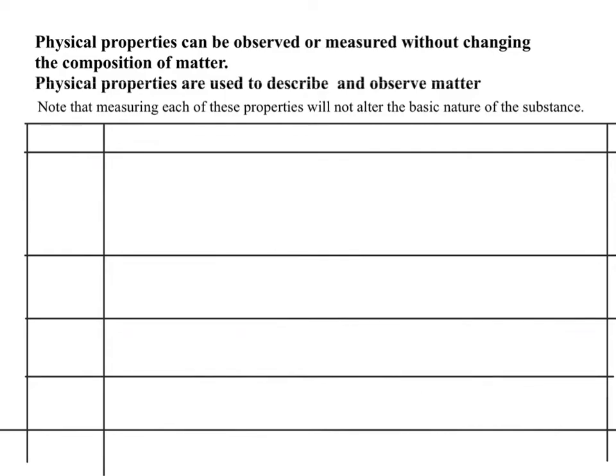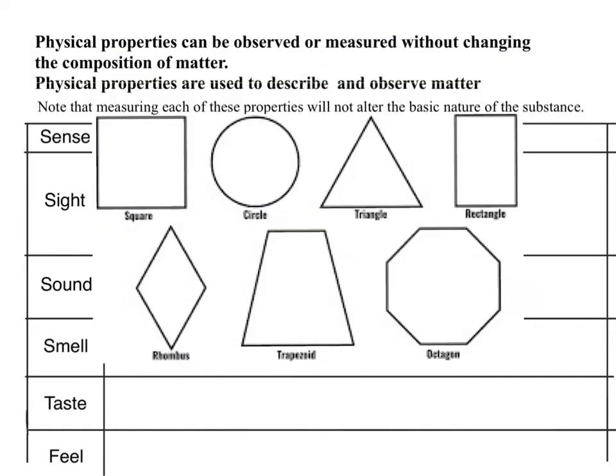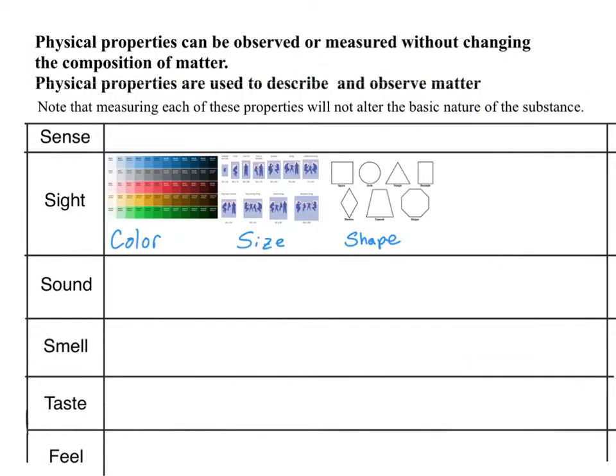The simplest physical properties can be described using our five senses. So we might look at the sight, the sound, the smell, the taste, or the feel. Many of our descriptions of physical properties depend upon our sense of sight. So we will see that we can look at the appearance of something. Oftentimes we say, what is the color, the size, the shape? Some other terms that we will be using are opacity or clarity.